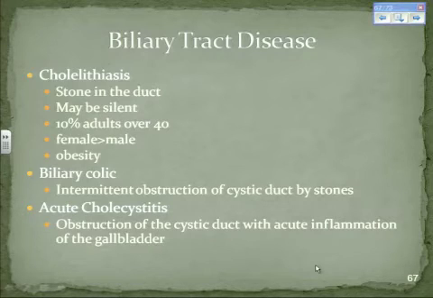If you get obstruction of the cystic duct, which is the duct that leaves the gallbladder to the common bile duct, that's the cystic duct. If it gets obstructed, you can get what's called acute cholecystitis. The gallbladder becomes acutely inflamed and very mad, and it becomes very uncomfortable for that individual. The way we treat that is we do an urgent cholecystectomy in that individual.